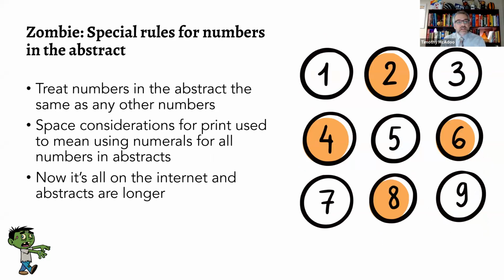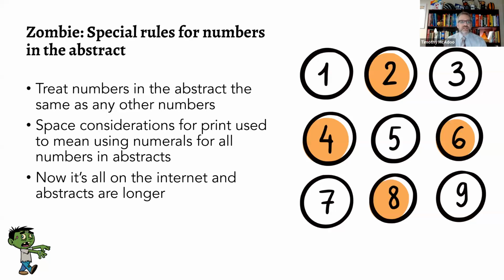The next zombie guideline is about special rules for numbers in the abstract. In earlier editions, to save space in the abstracts, which are short, APA style guidelines recommended that authors use numerals for any number at all that appears, just to keep things shorter. That did save space, but it meant that authors had to remember one set of rules for the abstract and another set of rules for if a number is somewhere else.